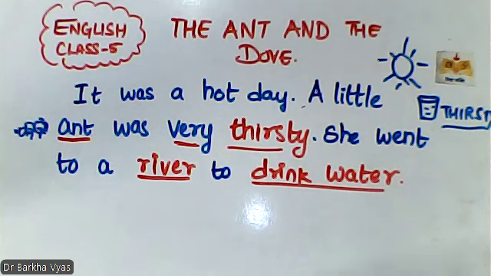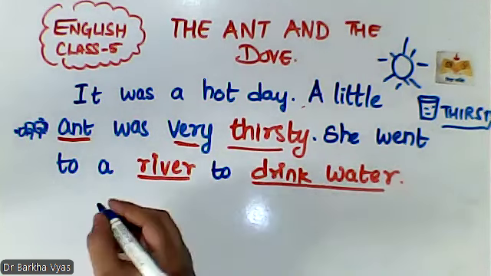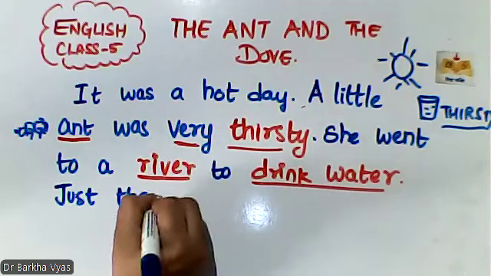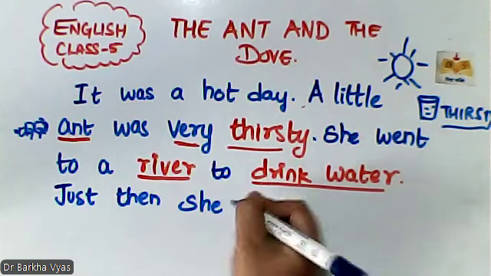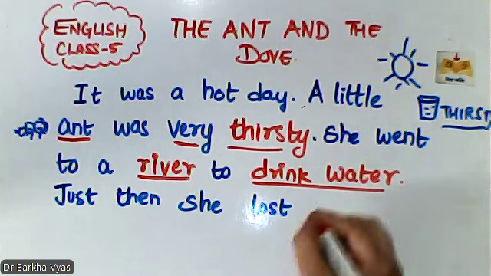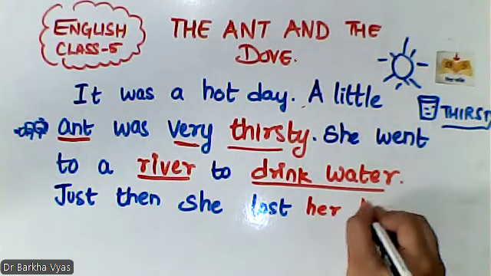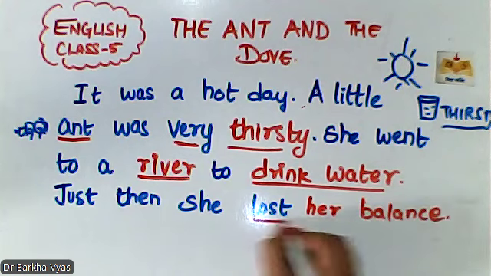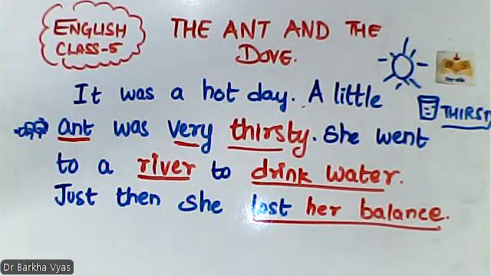Then what happened? उसके बाद क्या हुआ? Just then she lost her balance. What does balance mean? Lost her balance का अर्थ क्या है बच्चों? It means अपना संतुलन खो बैठना.